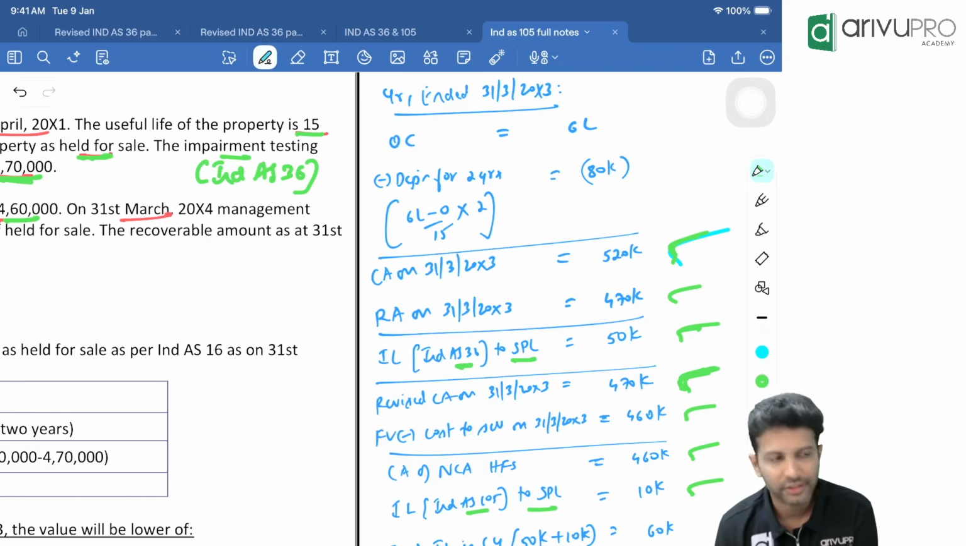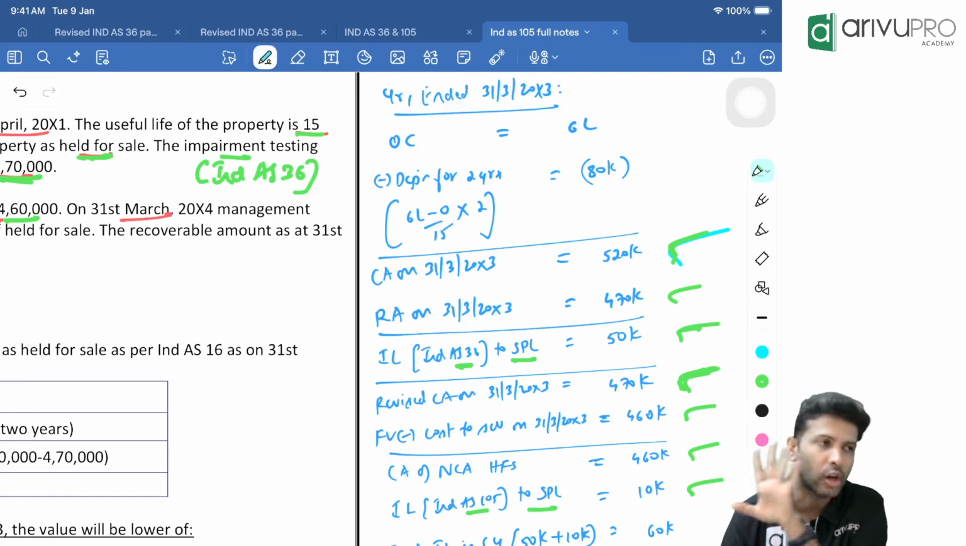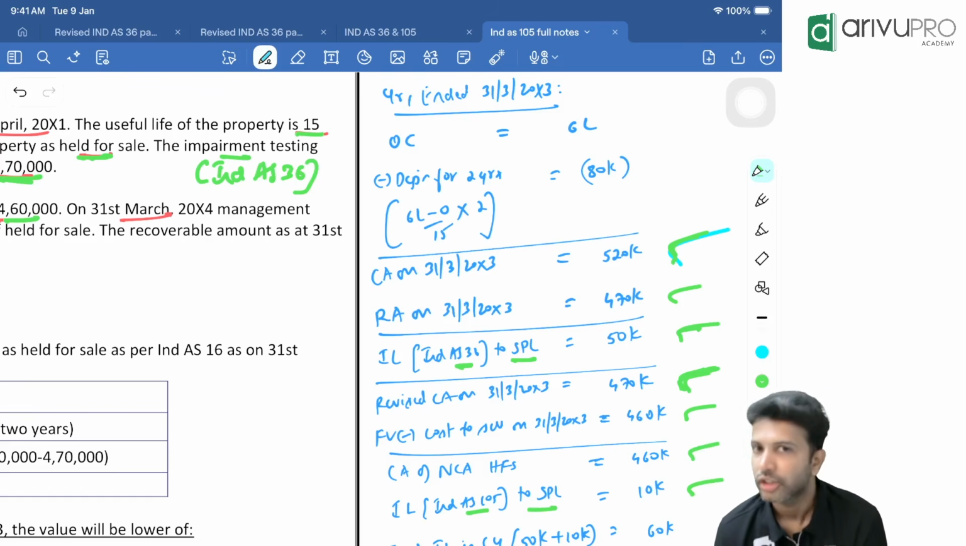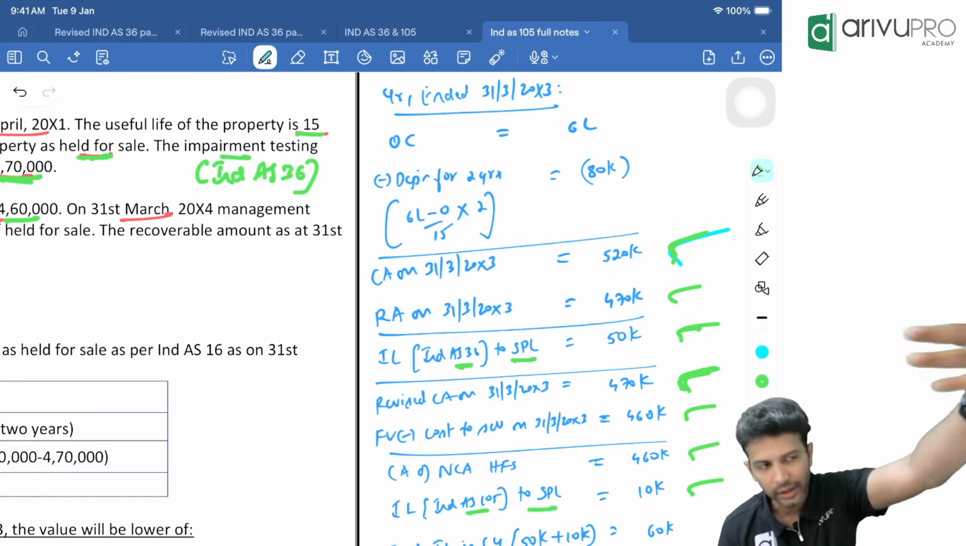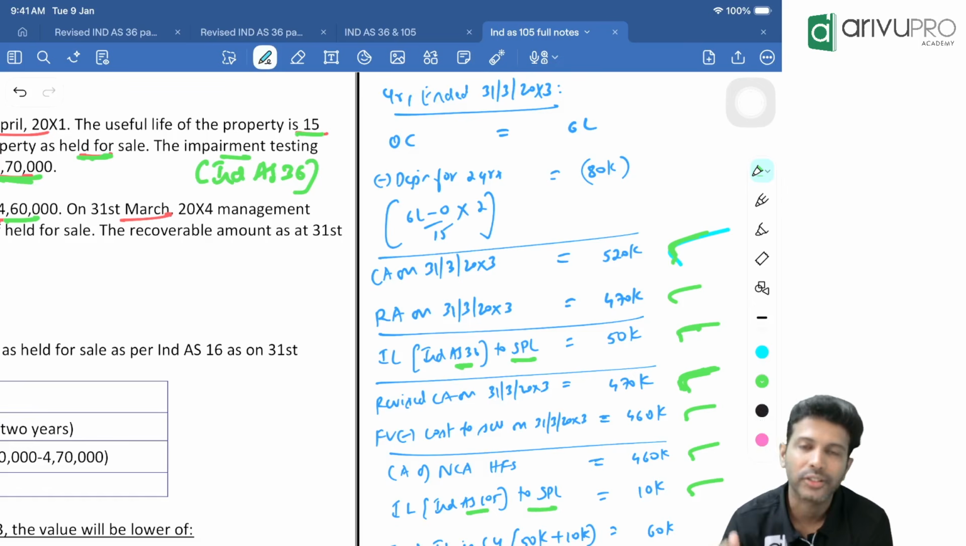So the takeaway is, on the same day, impairment is there and non-current assets held for sale is also there. If both are on the same day, first do the Ind AS 36 accounting, and afterwards do the Ind AS 105 accounting. That's what we did. Okay, sir.